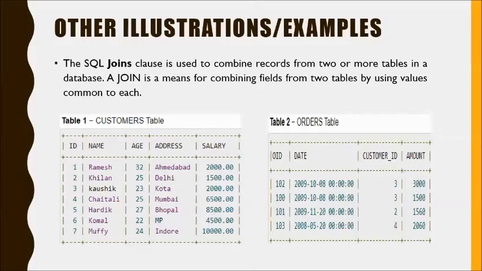For table number 2, which is named the orders table, it consists of 4 columns. We have the OID, the date, customer ID, and amount. And it consists of 4 records. For applying the SQL join, we are going to combine the fields from these 2 tables by using values common to each other. And what are the values that are common to each other? We have ID from table 1 and customer ID from table number 2.